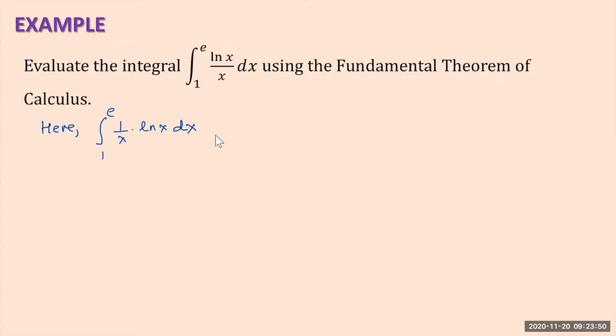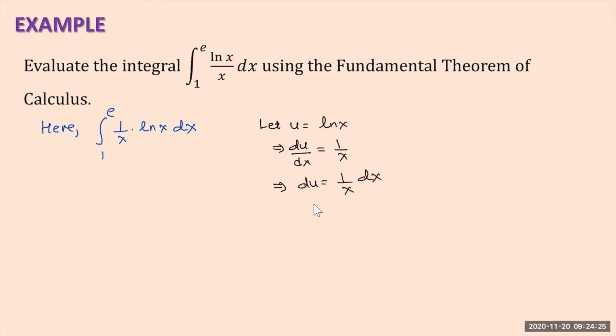By writing it like this, I can clearly see that the derivative of the natural log x, which is 1 over x, is also within the integral. If the derivative is within the integral, we can use the u substitution. So let u equal natural log x. So du over dx will be equal to 1 over x, and if you multiply on both sides by dx, you will get du equal to 1 over x dx.